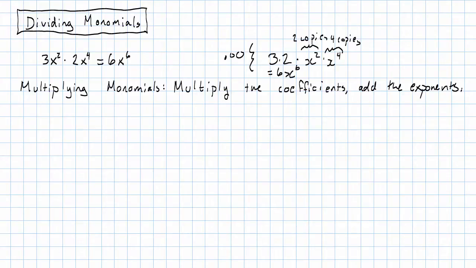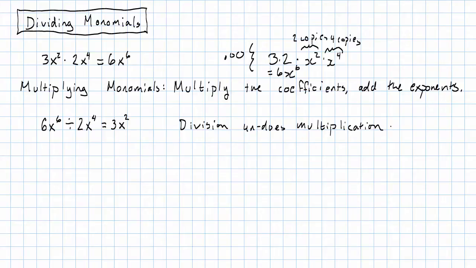That is, if we wanted to take that 6x to the sixth that we found and get rid of the 2x to the fourth to get back the 3x squared, that's division. Division just undoes multiplication. When I say what is 6x to the sixth divided by 2x to the fourth, I'm saying what do I need to multiply 2x to the fourth by in order to get 6x to the sixth.